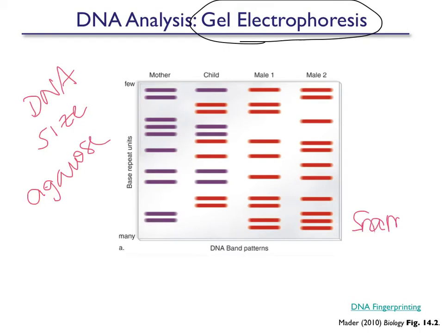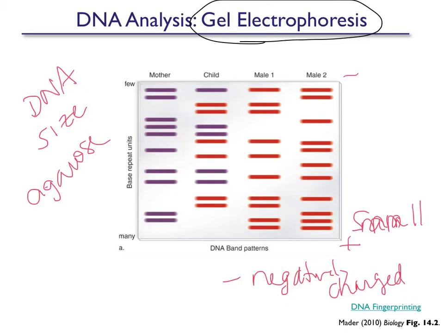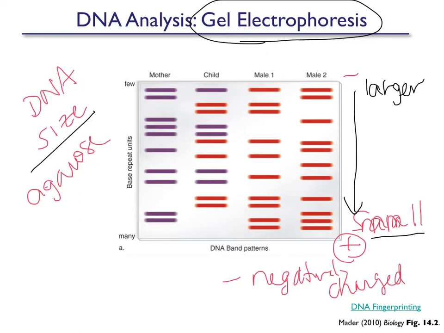So DNA is negatively charged. This is based on the sugar phosphate backbone. The phosphate in the backbone has a negative charge, so overall the DNA is negatively charged. So what you can do is apply an electrical current to this gel so that the DNA is pulled towards the positive pole. And the smaller fragments will move much more quickly than the larger fragments. And so you can end up separating DNA based on size.